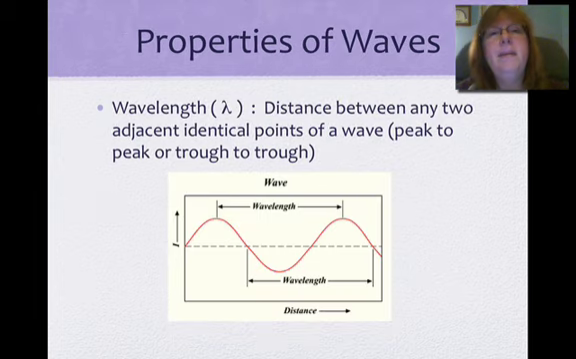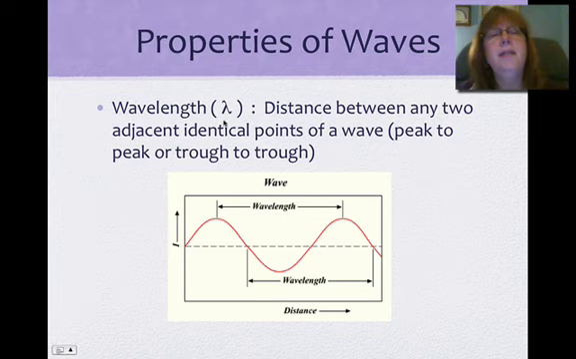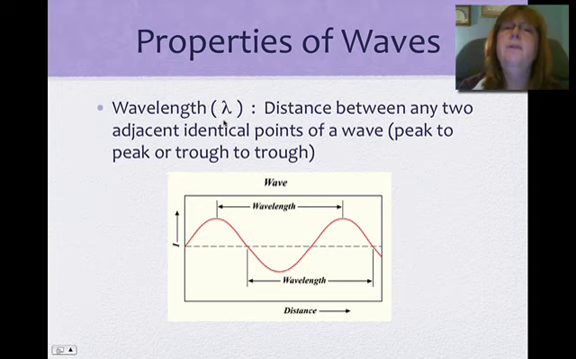Now, you already heard me say the word wavelength. And so what is wavelength? We need to learn some properties of waves. Wavelength has a symbol lambda, and it's in parentheses here. That's a Greek letter, and you need to be familiar with lambda, so when you see it, you're not wondering what it means. It is the symbol for wavelength. And wavelength is the distance between any two identical points of a wave. So peak to peak or trough to trough.